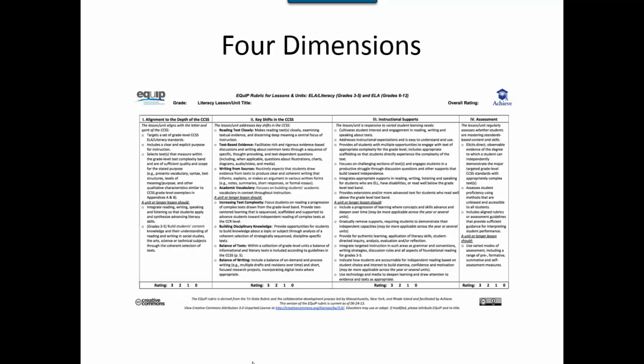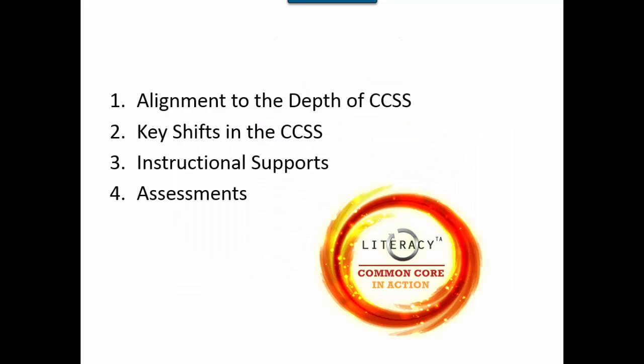So now we have the Equip rubric. There are 4 dimensions to this rubric: alignment in the depths of the Common Core standards, key shifts in the CCSS, instructional supports, and assessments. We will go over these in a few minutes.